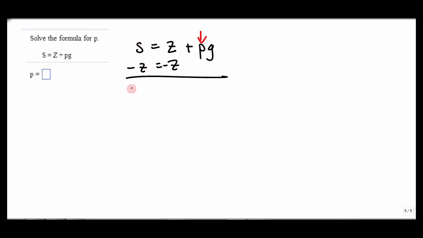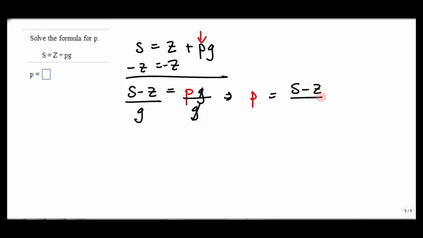So I have S minus Z equals PG. Now remember, with the P it's lowercase, that's what I want to stay. Well, what's in the way of P being by itself is the G. So we divide both sides through by G, not just the S or Z but the entire side. So I get P equal, lowercase p equal, capital S minus capital Z all over lowercase g.